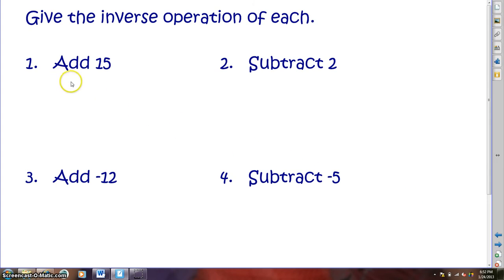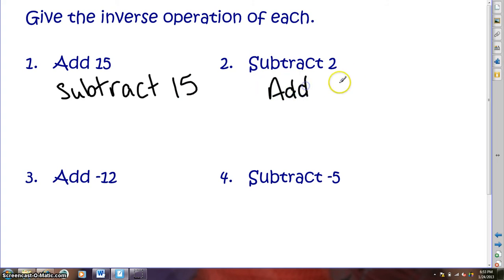So if we look at these, we're supposed to give the inverse of each operation. So the inverse of adding 15 would be subtracting 15. The inverse of subtracting 2, the inverse of subtract is add, so we would need to add 2. Inverses make each other cancel out.